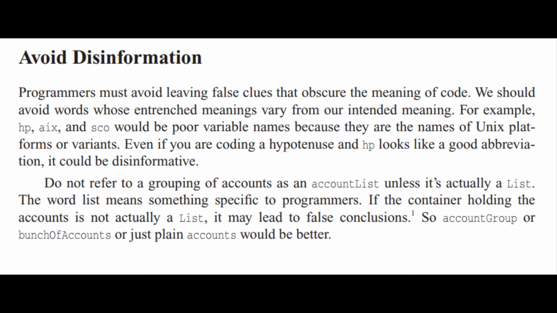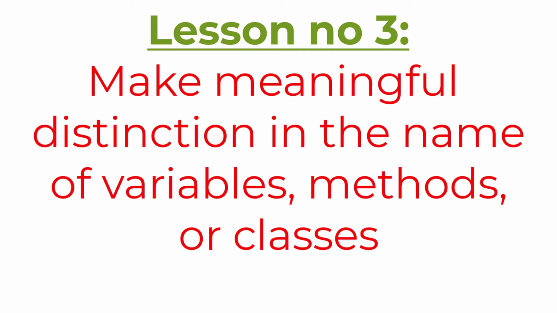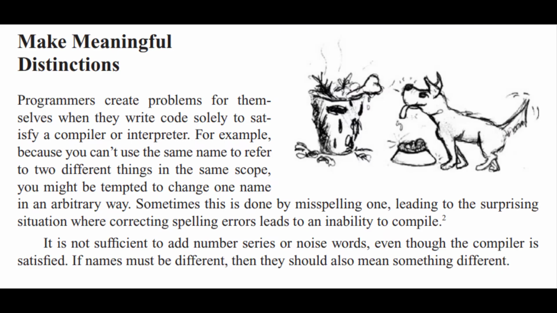Moving on to lesson number 3, which is make meaningful distinctions. If the names of variables or functions or classes must be different, then they should also mean something different. Do not try to satisfy the compiler by misspelling or adding words in the variable or instance to run the code. For example, if you change the name of a variable and then the code works, you should not just change it with some garbage value.